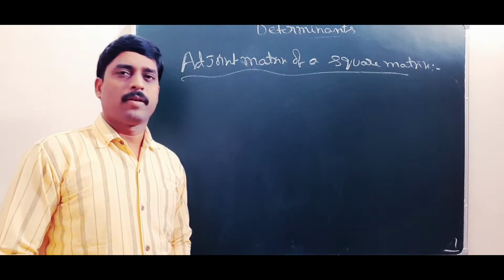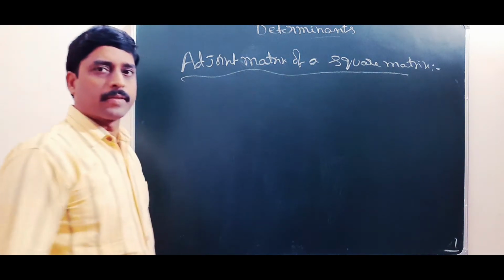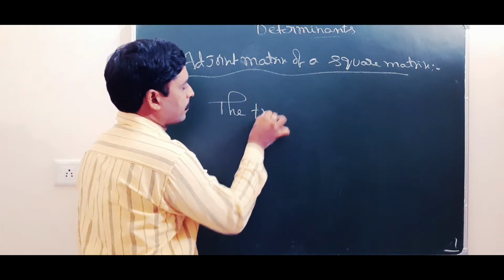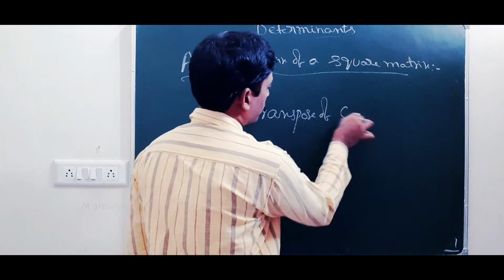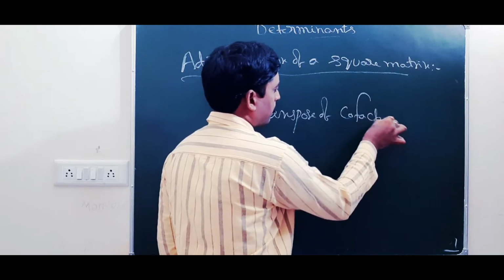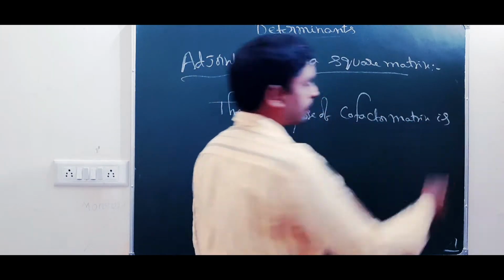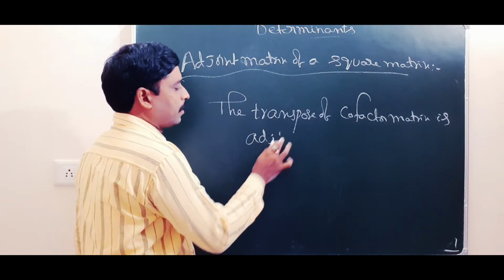So what is the adjoint of a matrix? The transpose of the cofactor matrix is the adjoint of A.